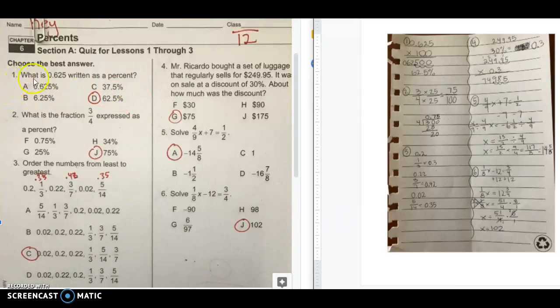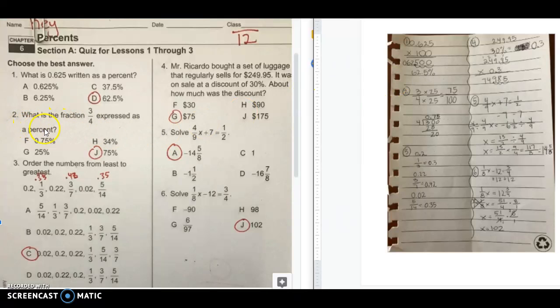So for number 1, it says, what is 0.625 written as a percent? The answer is D. How I found it over here on this side is I multiplied 0.625 times 100, and that gave me 0.62500. I had to move the decimal over 3 places. I did that, and that gave me 62.5%. Again, anytime that you have a decimal, if you just move over the decimal to the right 2 spaces, that will tell you what percentage that is.